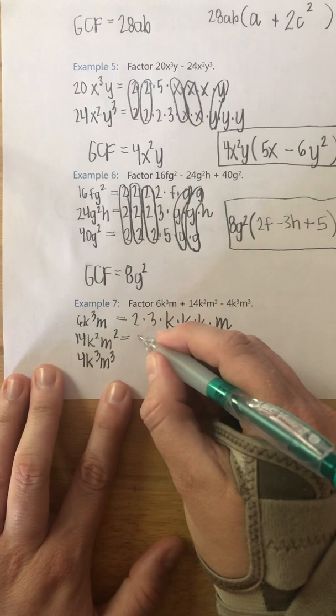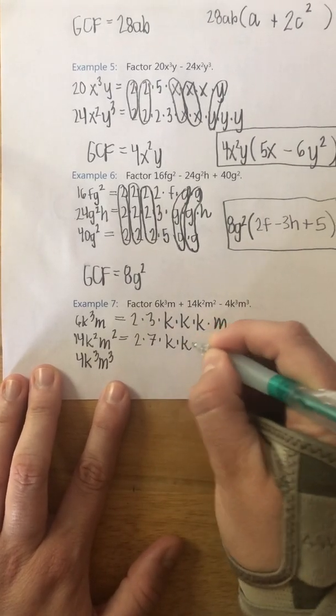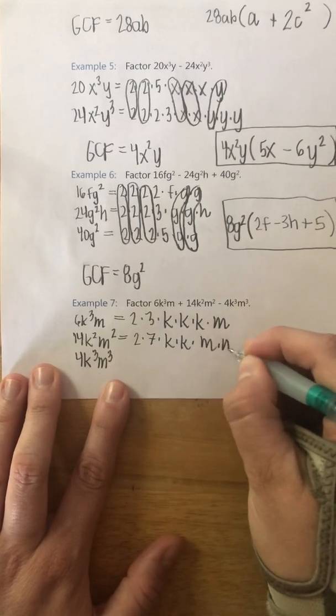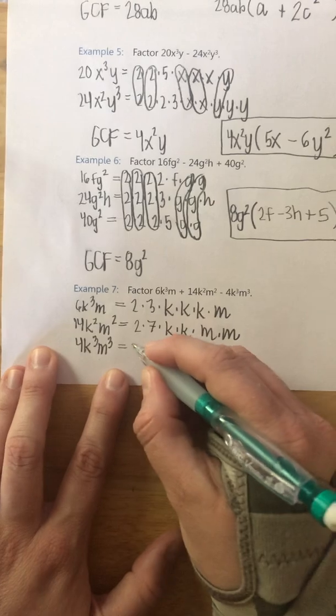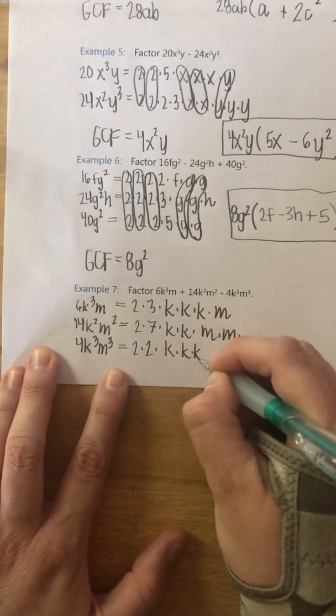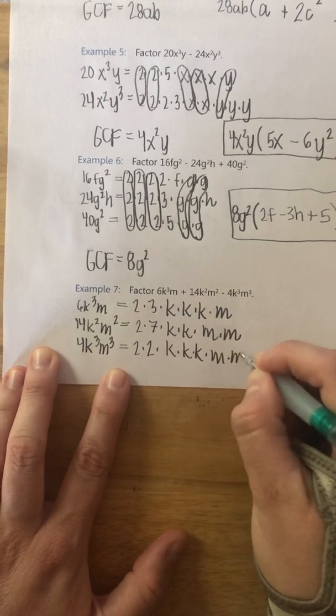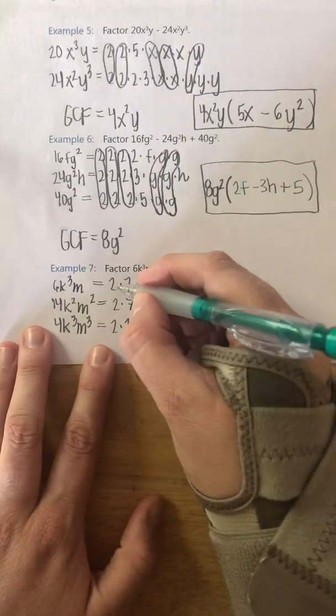All right, next 14 breaks down into 2 times 7. Then we have 2 k's and 2 m's. And then this last one is going to break down into 2 times 2, and then 3 k's and 3 m's. So what's something that all 3 of them have in common?